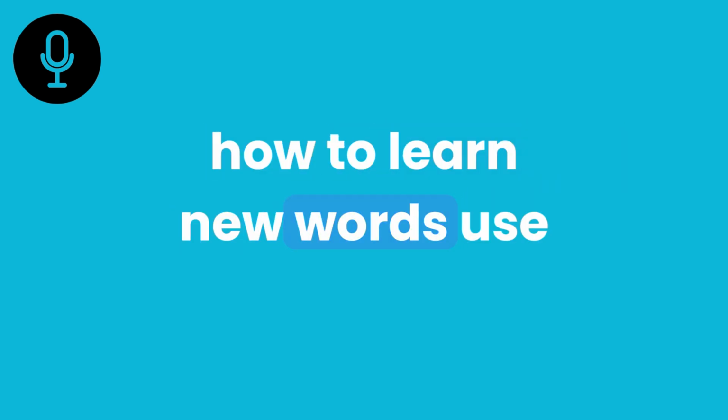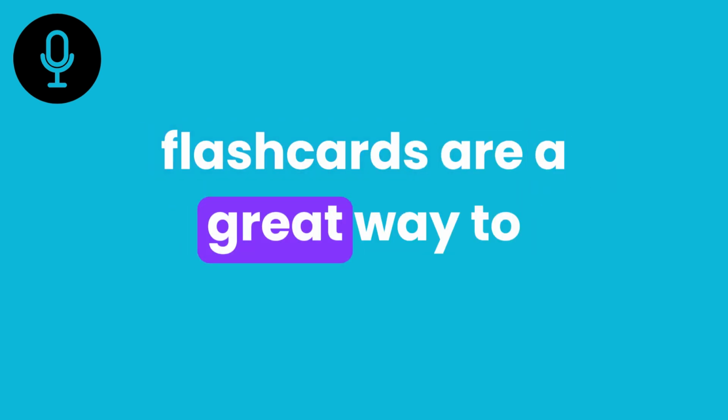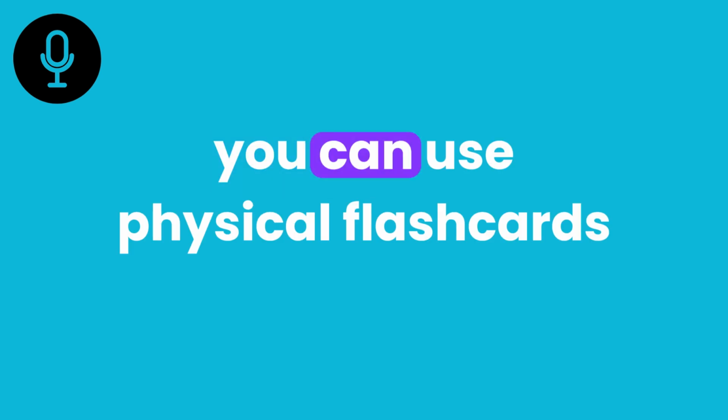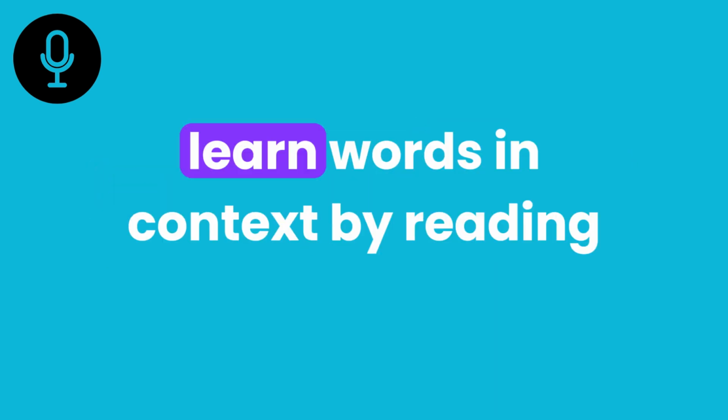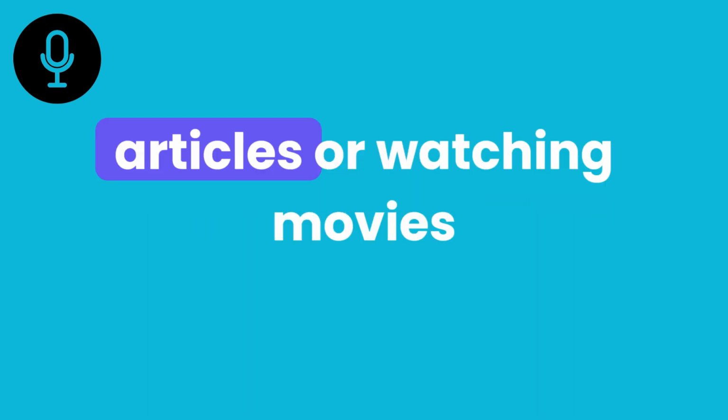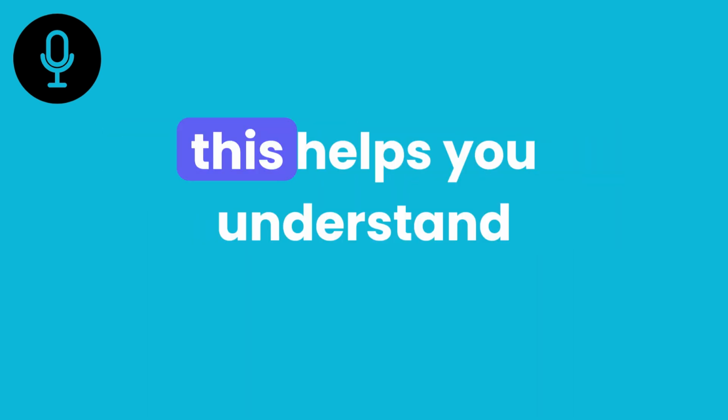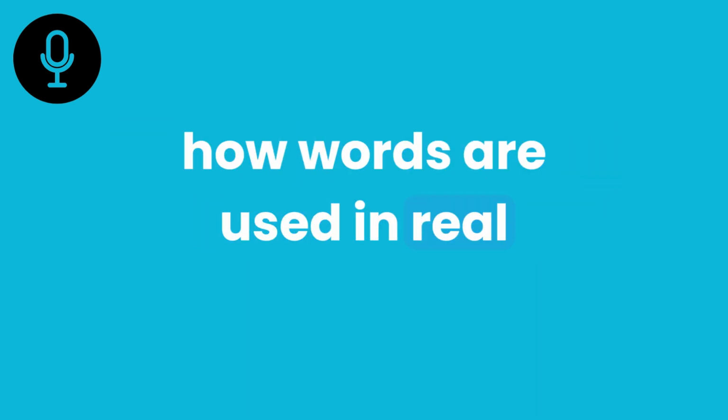How to learn new words. Use flashcards. Flashcards are a great way to memorize new words. You can use physical flashcards or apps like Anki or Quizlet. Contextual learning: learn words in context by reading books, articles, or watching movies. This helps you understand how words are used in real-life situations.